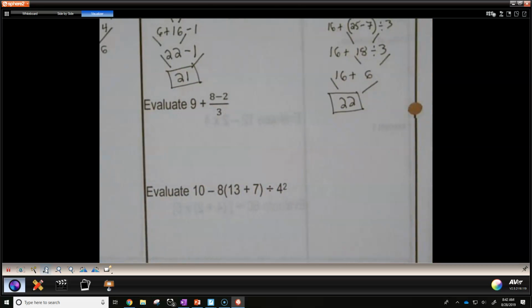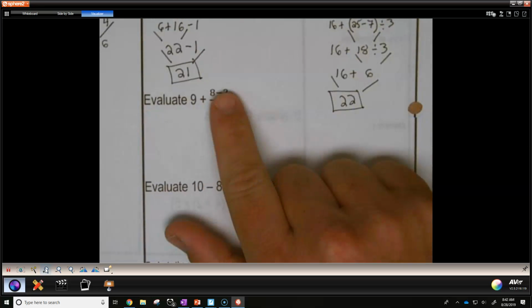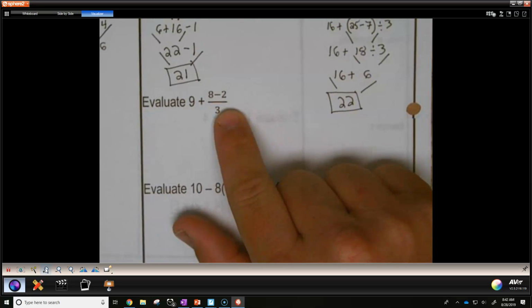Alright. Last example that we're going to do. And then we can start working on homework. It says 9 plus 8 minus 2 all over 3. Now there's a reason I want to show. I'm pretty sure I did not assign anything like this in your homework. But I want you guys to understand it. When we have a fraction, does anyone know what that means? No.